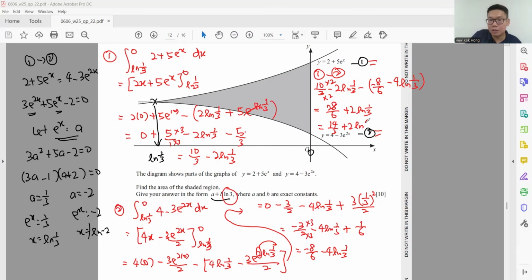1 over 3 is actually 3 power minus 1. So after we did this, the power minus 1 can be thrown to the front. Then you successfully reach whatever they request. Then you can score this 10 marks.